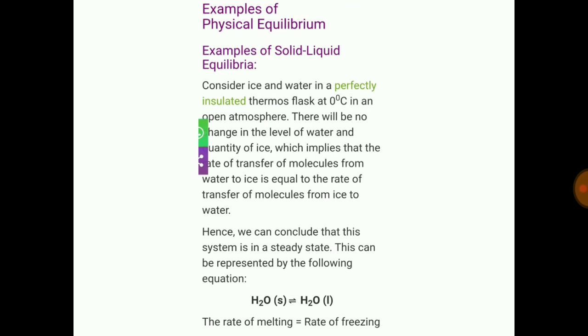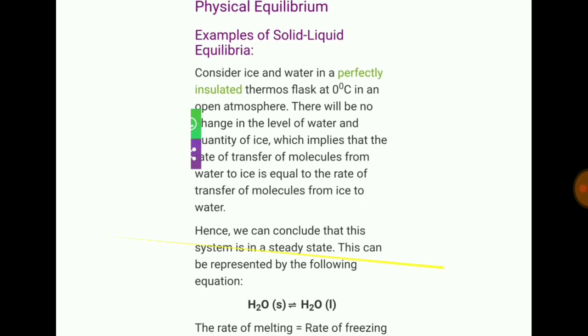Examples of physical equilibrium. Example of solid-liquid equilibrium. Consider ice and water in a perfectly insulated thermos flask at 0 degree centigrade in an open atmosphere. There will be no change in the level of water and quantity of ice, which implies that the rate of transfer of molecules from water to ice is equal to the rate of transfer of molecules from ice to water. This is a simple example.